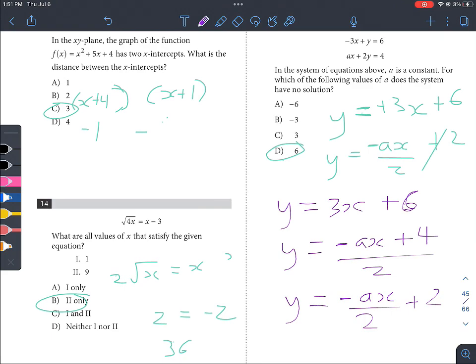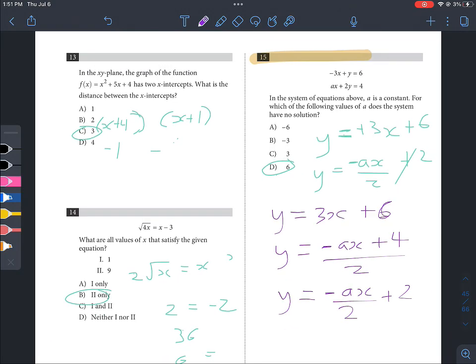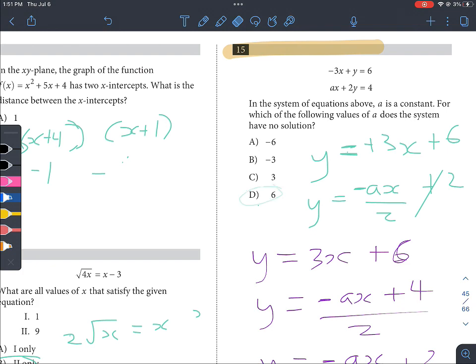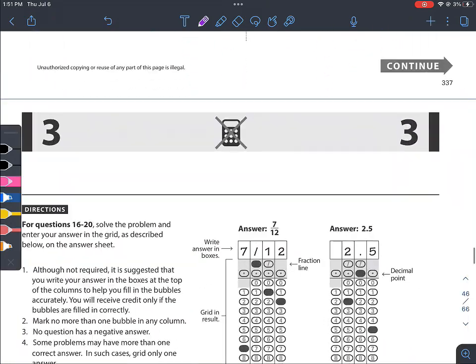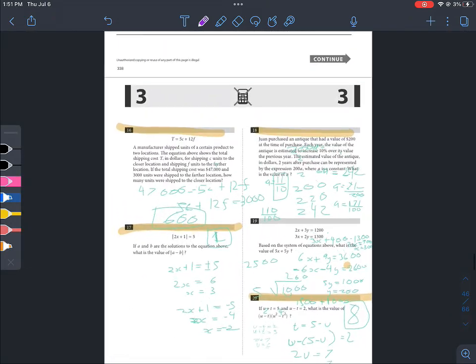Okay, I'm gonna come back to this one, but for now I think the right answer might be A, negative 6. But yeah, I'll come back to that one. And I got these ones wrong, so let's go back to them.